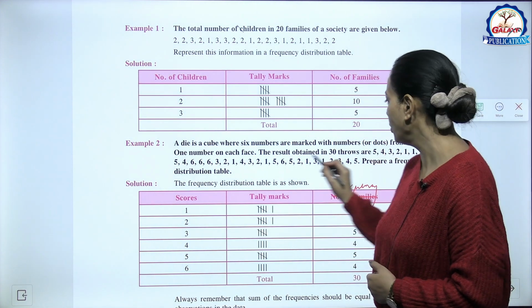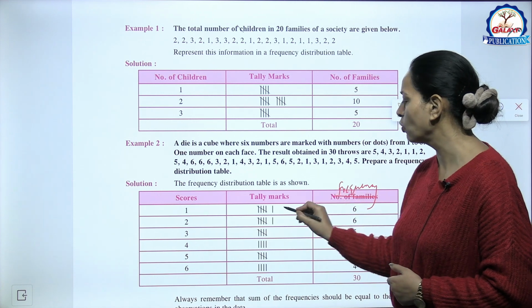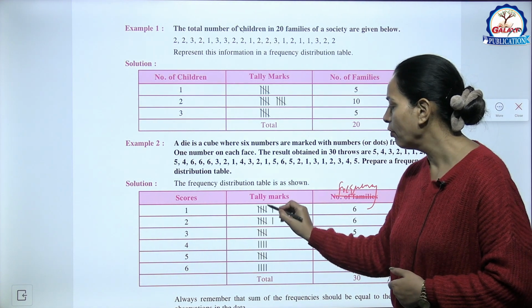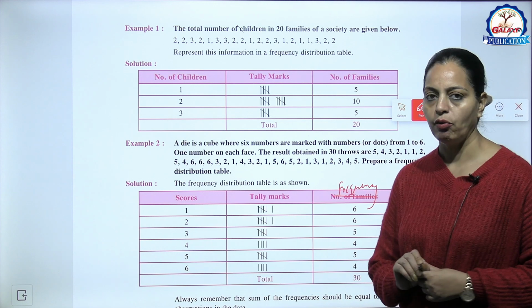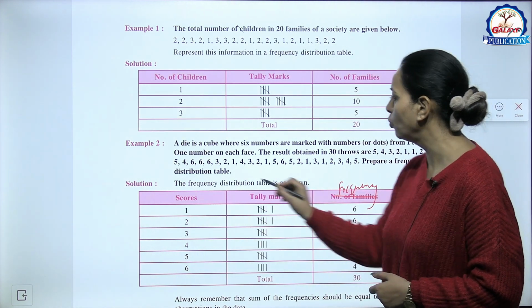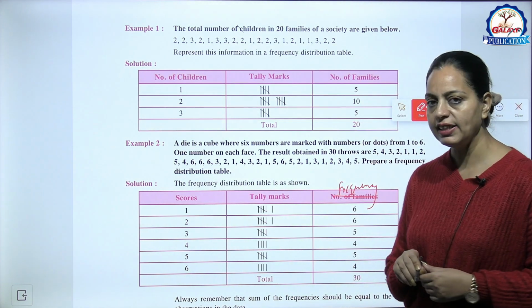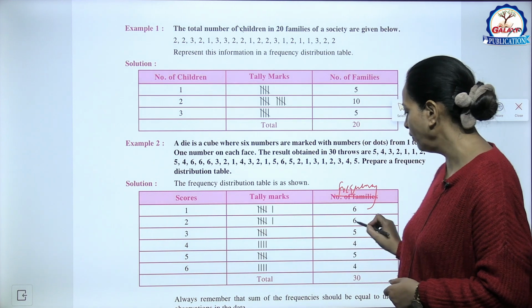So see, 1 is coming how many times? 1, 2, 3, 4, 5, 6. So frequency is 6 and 1 bunch and 1. Right, now number 2 is coming how many times? 1, 2, 3, 4, 5, 6, again 6. So here 5 and 1, that is 6.